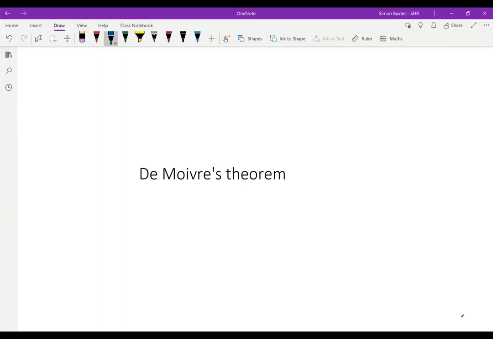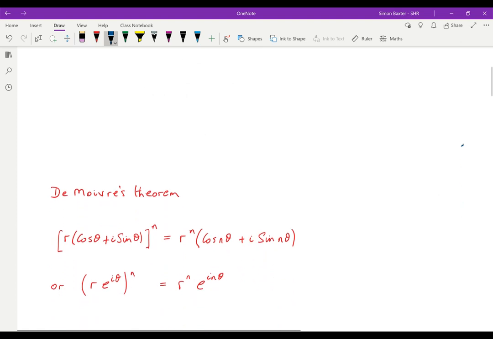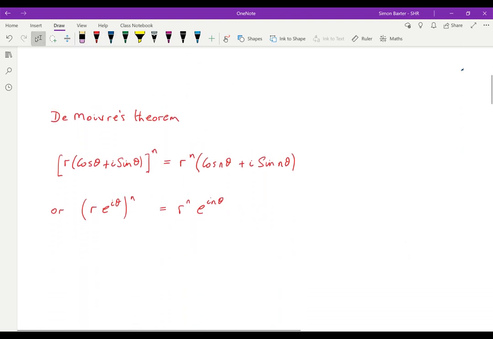Today, I want to look at an important theorem in complex numbers, the de Moivre theorem. This is very simple to state: if you take a complex number r cos theta plus i sine theta, modulus argument form, to the power n, it's r to the n cos n theta plus i sine n theta.